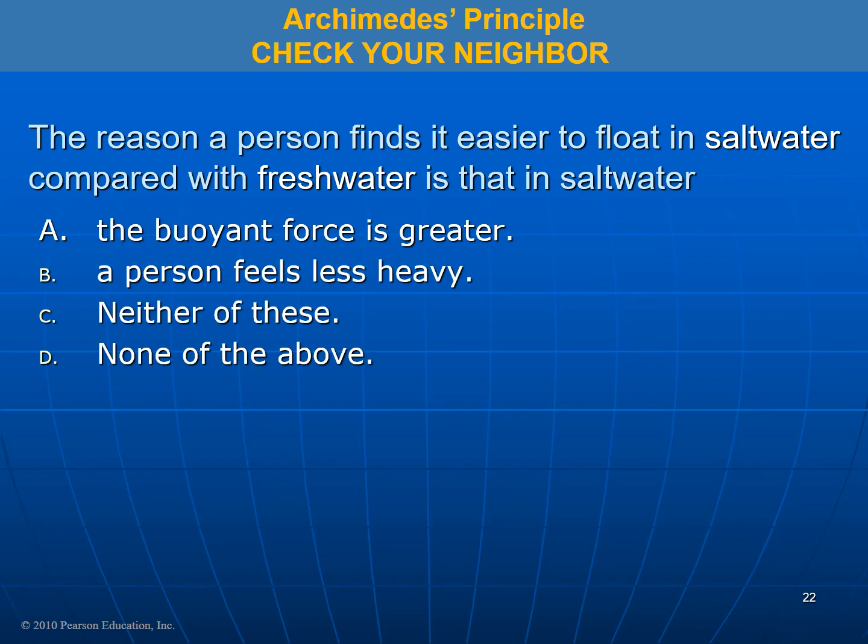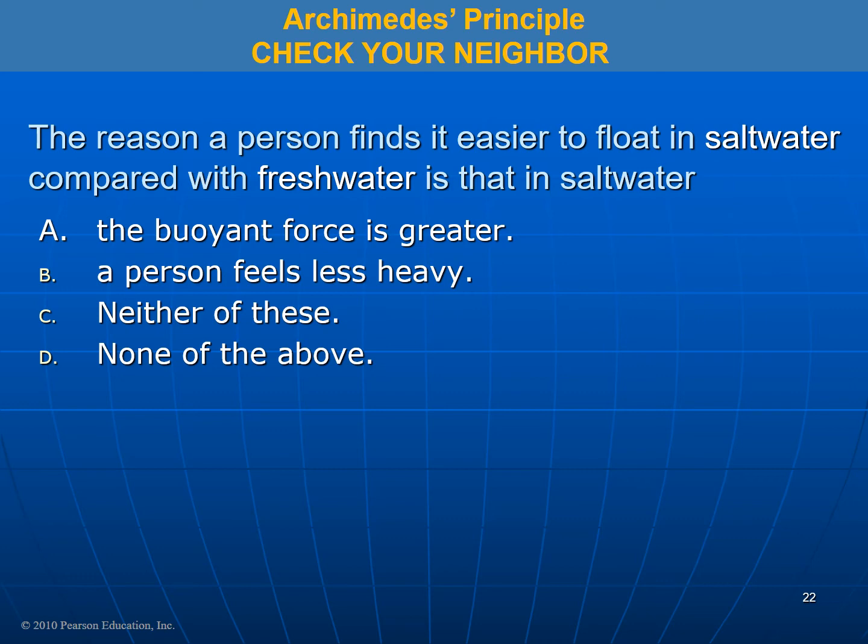Question: what is the reason a person finds it easier to float in salt water compared with fresh water? So it is easier to swim or to float in salt water than fresh water. What is the difference between these two types of water? Salt water is more dense. It has more density than fresh water. The density of fresh water is 1 gram per cubic centimeter. Salt water is 1.03 grams per cubic centimeter.